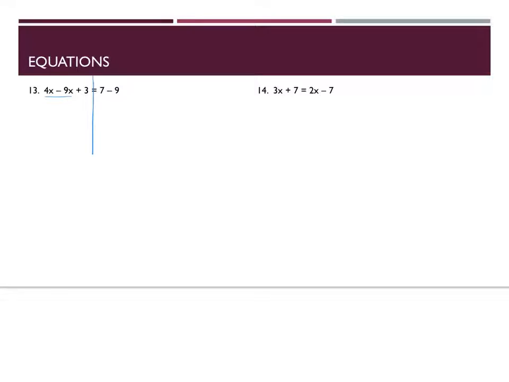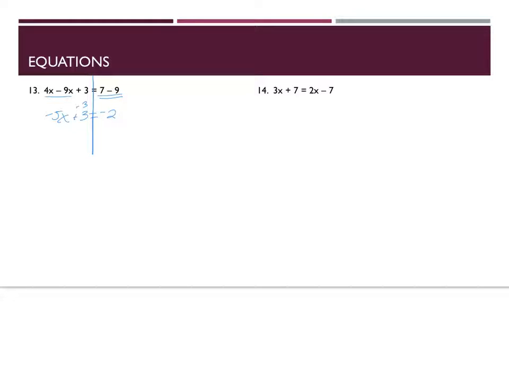4x minus 9x makes negative 5x. And the plus 3 doesn't combine with anything, so it comes down. Now look over here. I've got 7 minus 9. Neither one of those numbers has a variable, so I can combine those. And I should. Once we have our equation to here, it's kind of like our little standard form. Now we're ready to get x by itself.